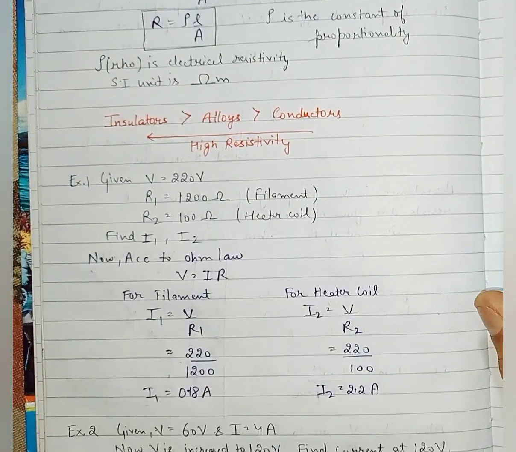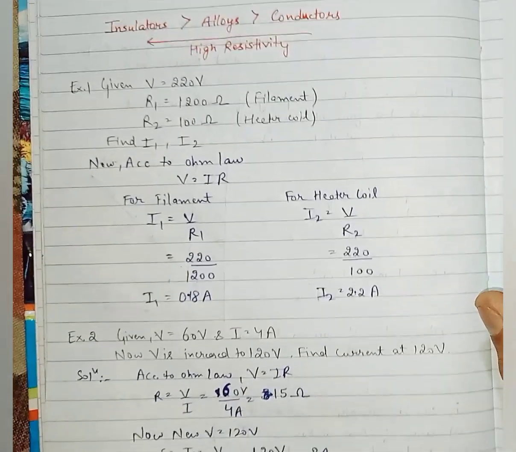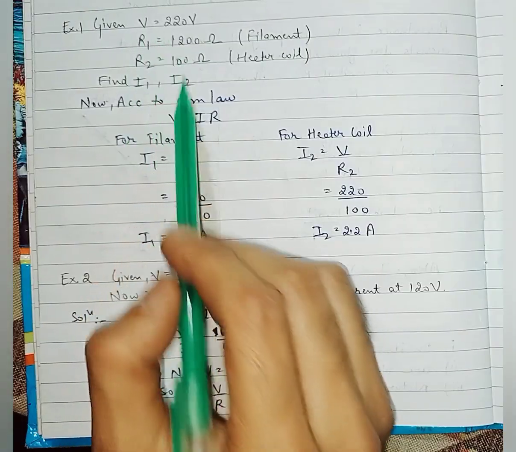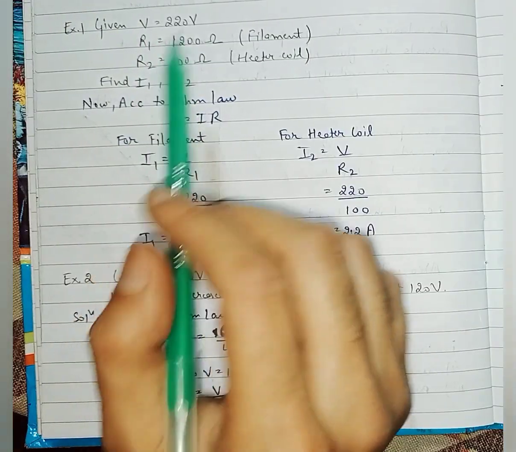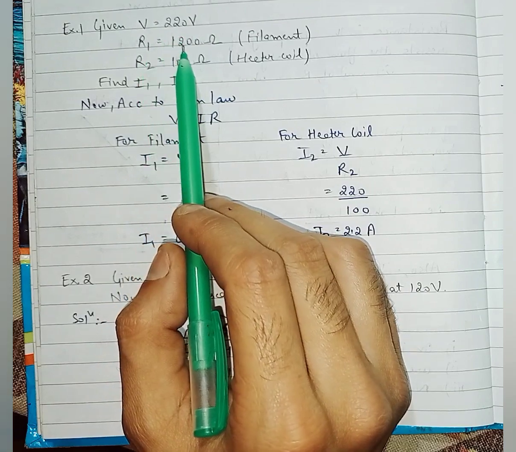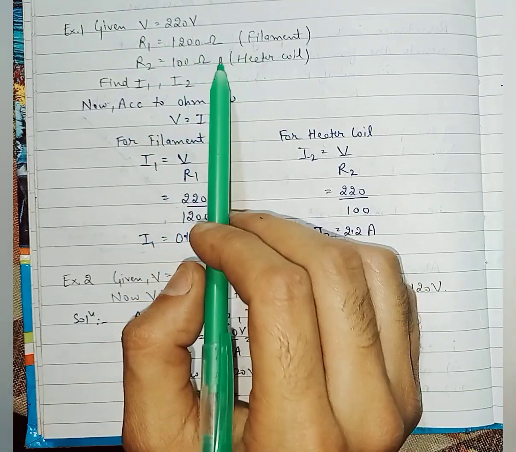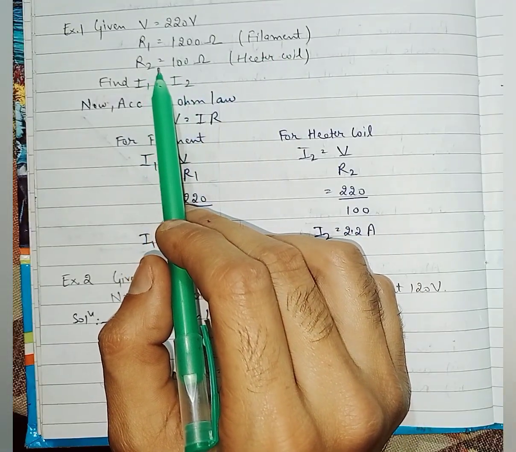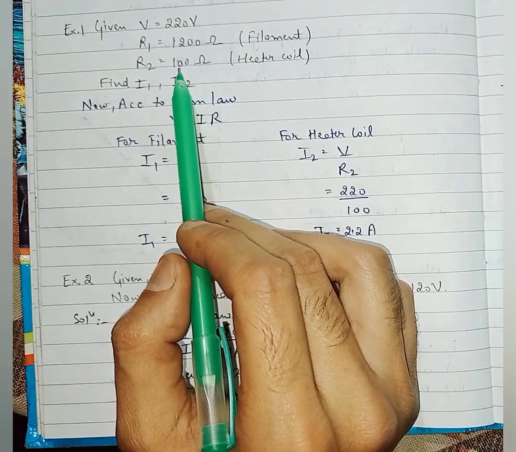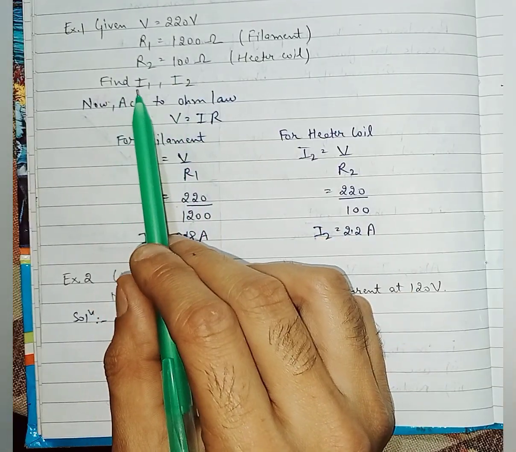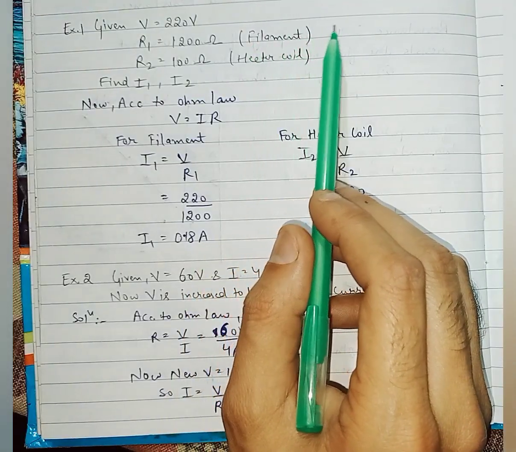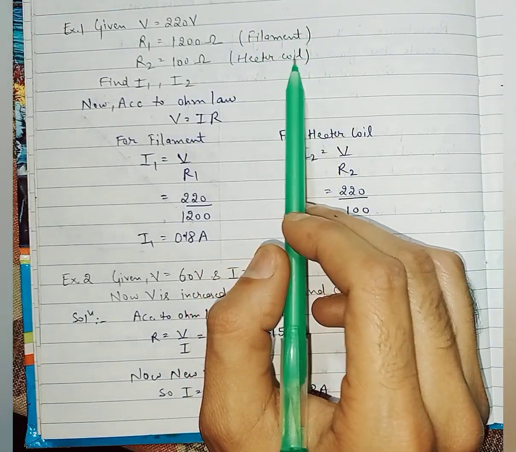Let's take some examples. So here are some examples. These are the NCERT examples that I use. We have given V equal to 220 volts and R1 is equal to 1200 ohm, that is of the filament, or we can say bulb, and R2 is the resistance of the heater coil, that is 100 ohm. Then we have to find the currents I1 and I2, for the filament how much current will flow in the circuit, and for the heater coil how much current.